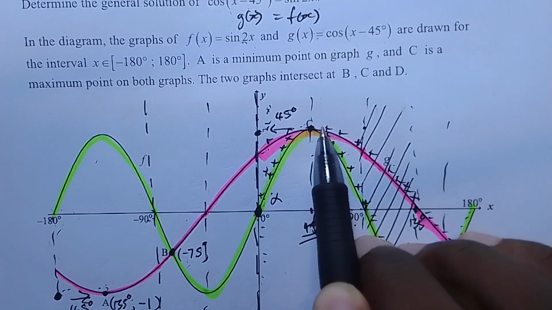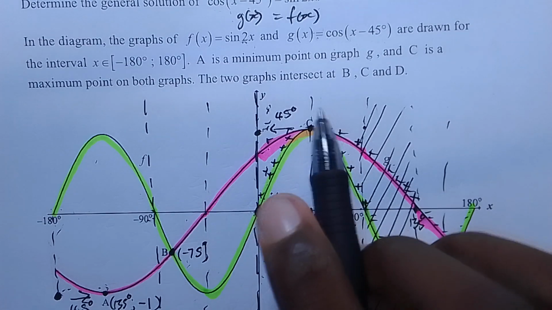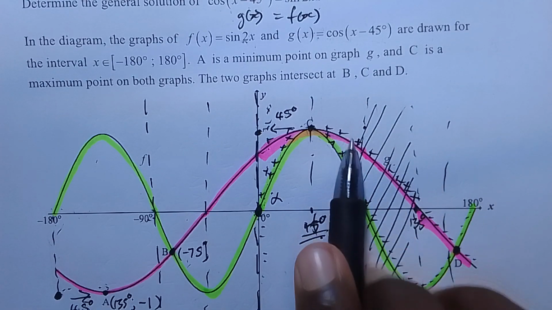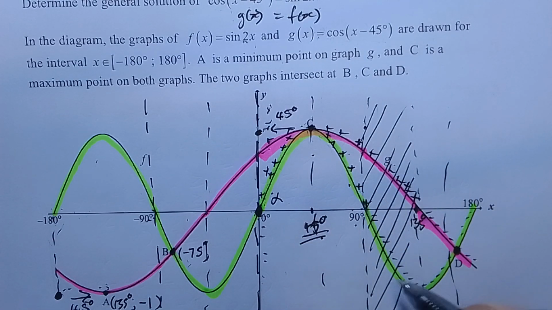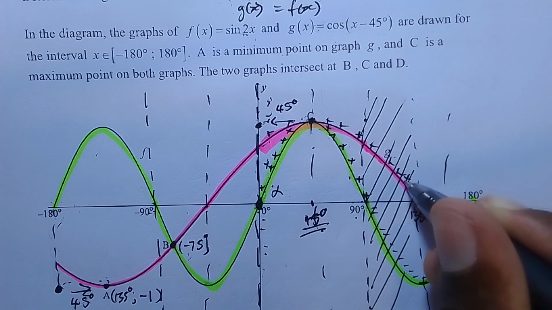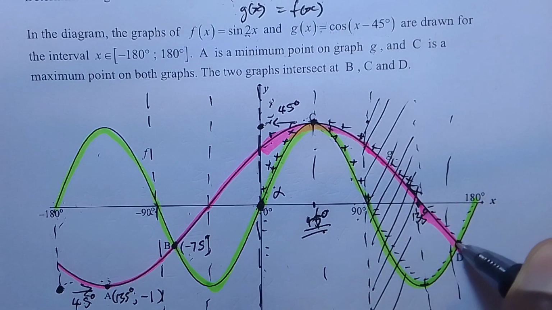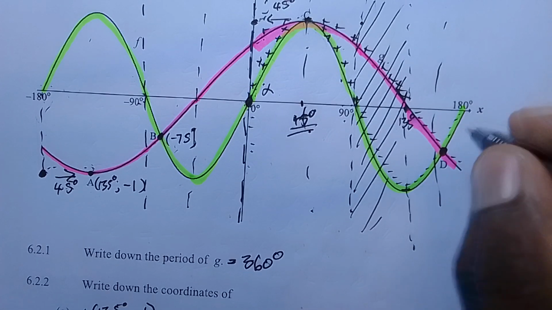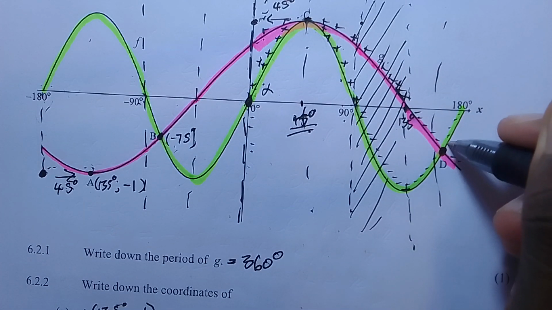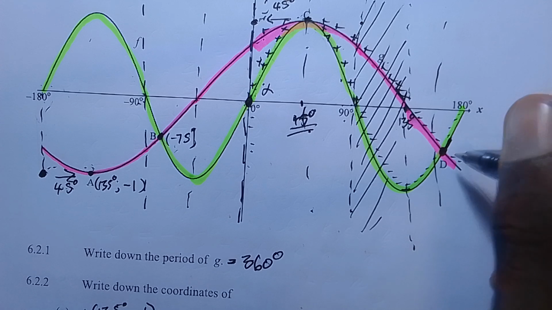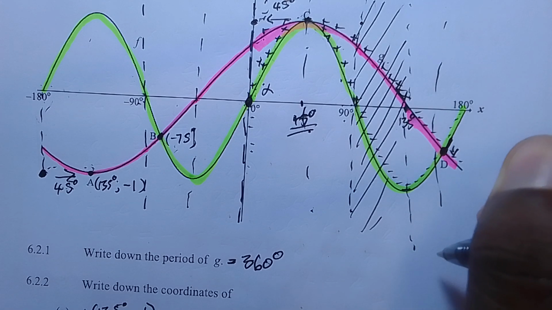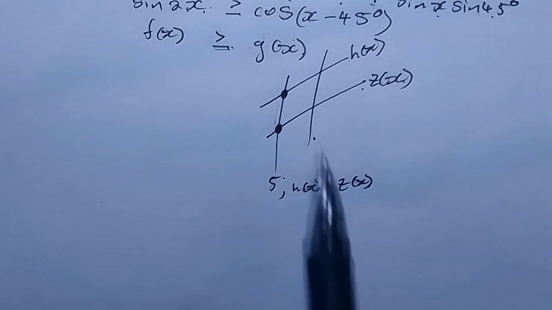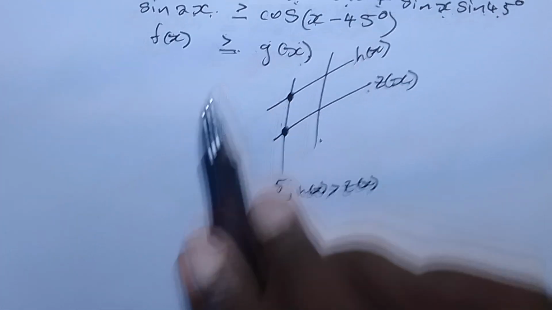Because once you come to this side again, you see that we want f to be above, but f is still below, so you don't include this. Even here, f is still below, and g is above, up until this intersection. At this intersection, we know that f, which is this one, starts to be above. You see g of x is at the bottom now. That's exactly what we wanted, because we wanted f of x to be greater than or equal to g of x.